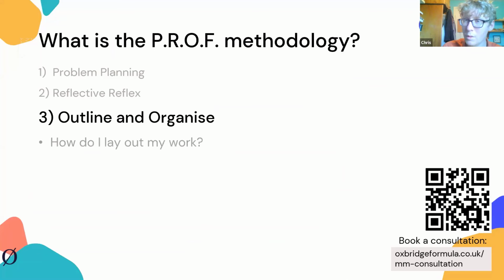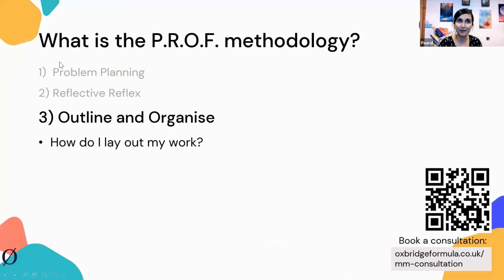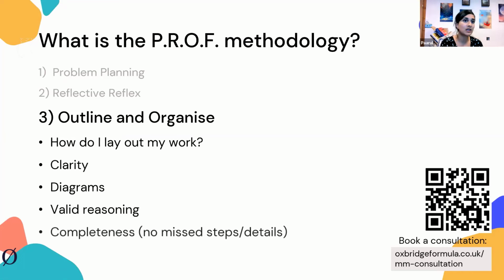Paul, do you want to? Yeah, okay. All right. So in PROF, we've got problem planning, reflective, reflex. We're just going to skip for a second. We'll come back to this. The O in problem planning is outline and organize. So what we're going to talk about is how do I lay my work out? How do I make it clear? What diagrams do I include? How do I make sure my reasoning is valid and complete so that I don't have any missing steps?